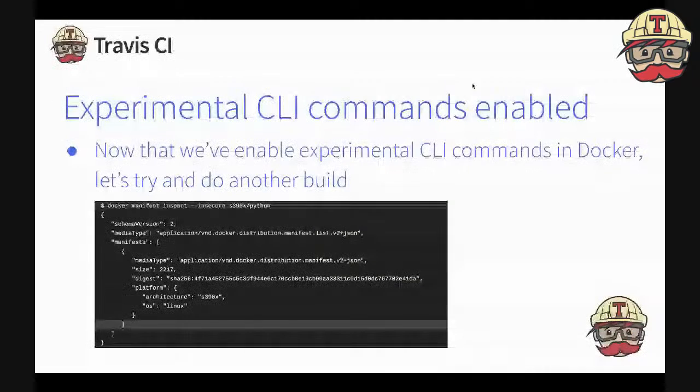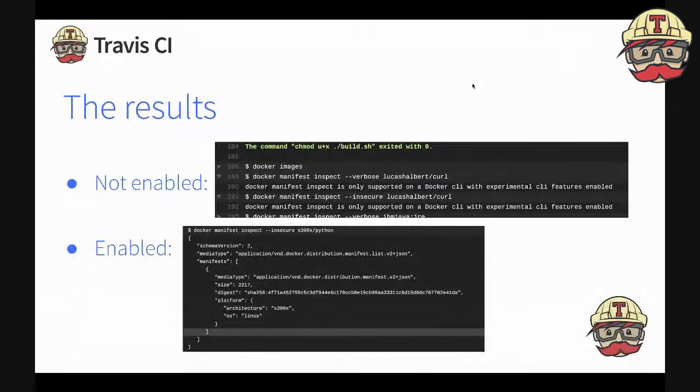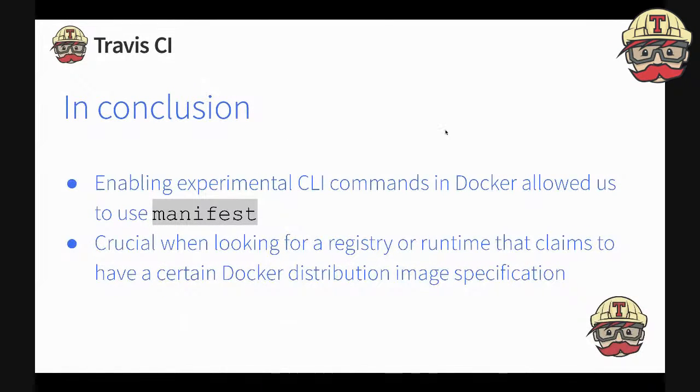In conclusion, enabling experimental CLI commands in Docker allowed us to use manifest, and it's crucial when looking for a registry or a runtime that claims to have a certain Docker distribution or image specification. Of course, this could be deprecated gems, imports, the list goes on.